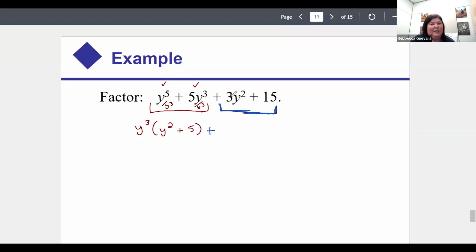We're going to put a plus in between because now we're going to do this other group. Here I have 3y squared plus 15. Something common I can factor out of both of these is 3. Now if I factor out 3, I'm going to be left with y squared plus 5. This is very similar to what we just saw in the last problem. So we have 2 terms. They both contain a factor of y squared plus 5.